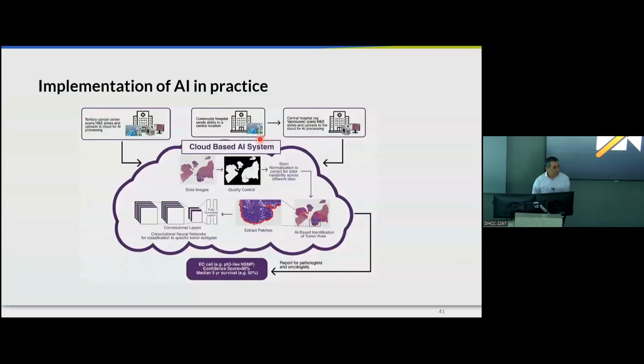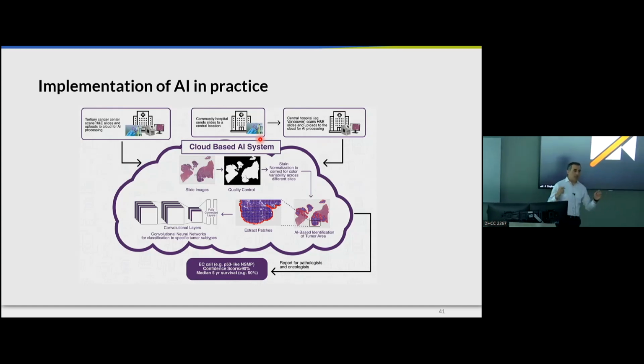Anyway, I'll try to wrap up in 3 minutes. Hopefully what I've shown is the potential of AI to help patients. One way to do that would be, imagine you have a cloud-based system where every hospital, no matter where they are geographically, can just scan or send the slides to somebody to scan, upload it to a cloud system that gives you a diagnosis or a predictive or prognostic marker.